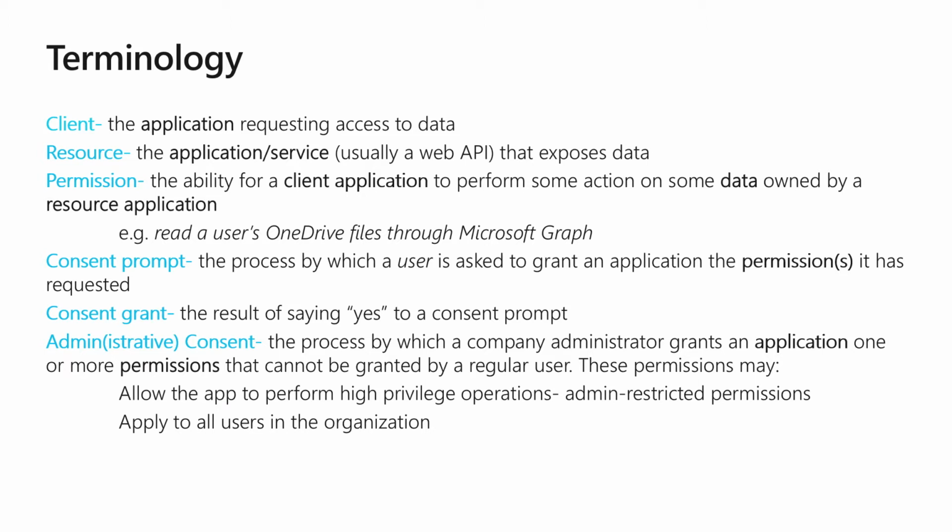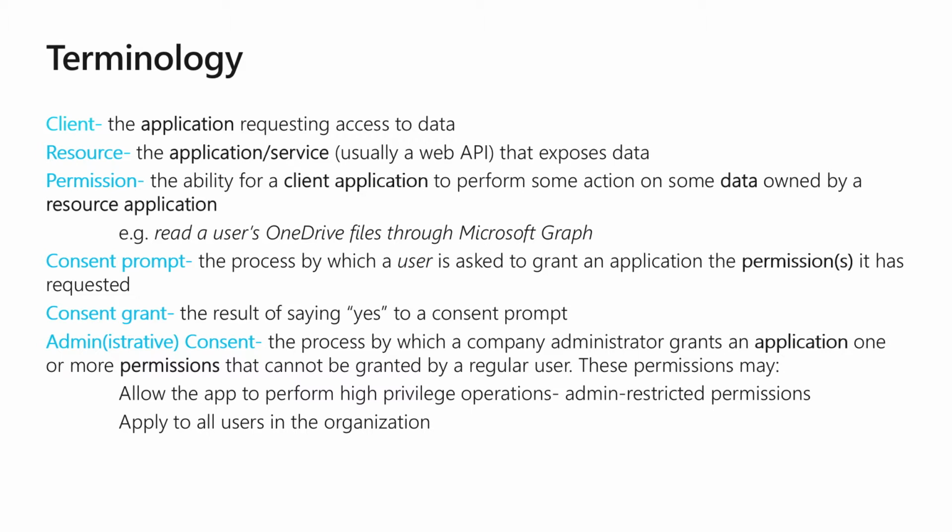Let's start by going over some of the terminology. First, we have the client, which is the application that is requesting access to data. This data will be exposed by a resource, which is generally a web API like Microsoft Graph. This resource will also expose a number of permissions, which grant the client the ability to perform some action on some data. An example of this is the ability to read a user's OneDrive files through Microsoft Graph.